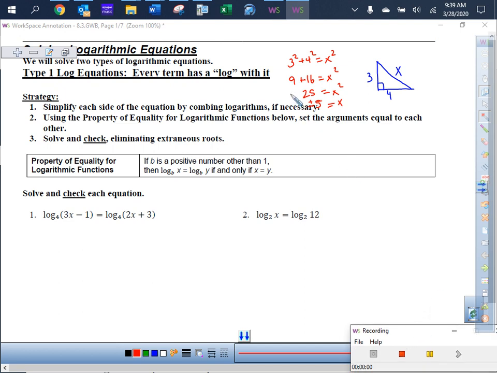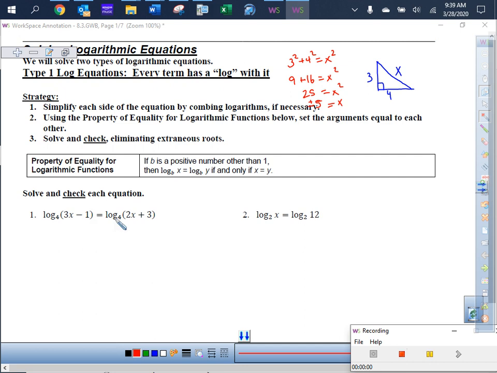Alright guys, in this lesson we're solving logarithmic equations. And there's two major types of logarithmic equations. First type is every term has a log with it. And the second type is every term doesn't have a log with it. Some people call it type 1 log equations where every term has a log with it. I personally don't do that. I just talk myself through every process to see, hey, does every term have a log with it or not? And we'll deal with the situations if they do and if they don't as we go along.